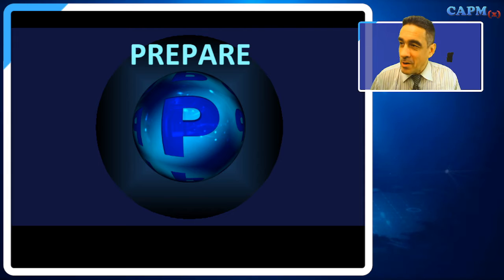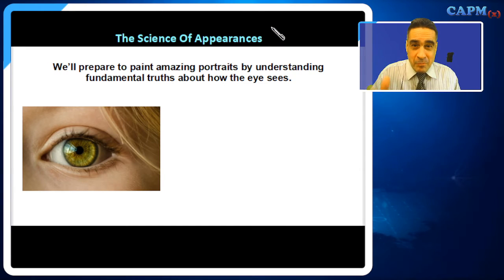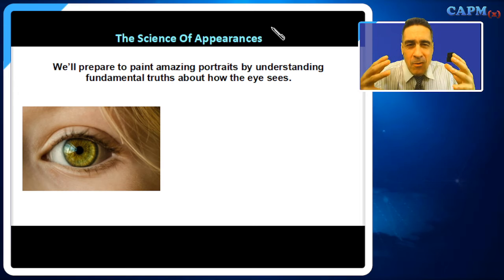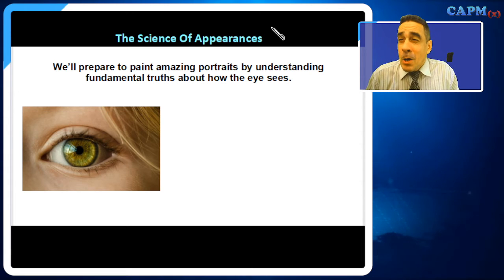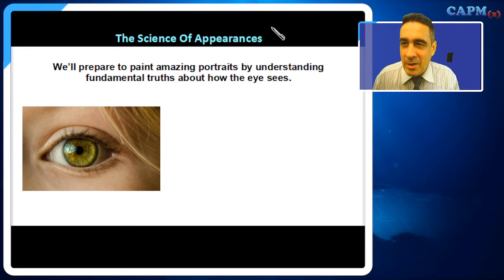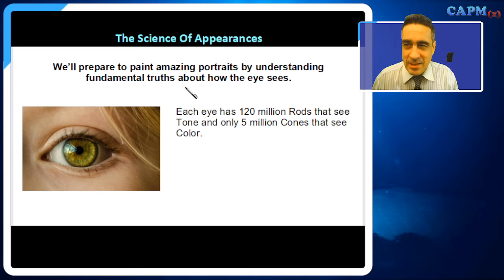So, where are we? All right. We're gonna now sort of prepare our mode of thinking, how we think about things. We're gonna talk about the science of appearances. Now, we'll prepare to paint amazing portraits by understanding the fundamental truths about how the eye sees.